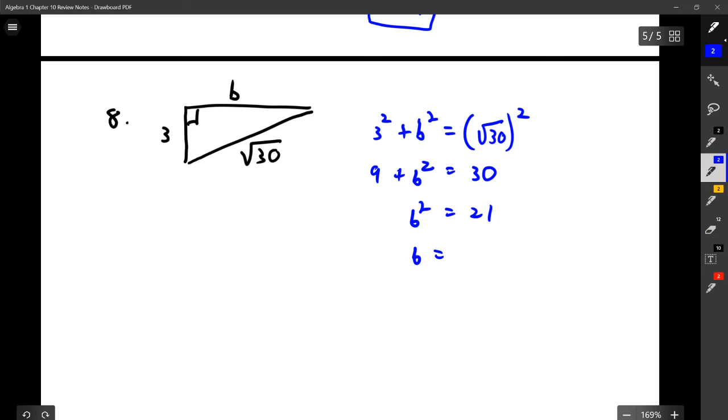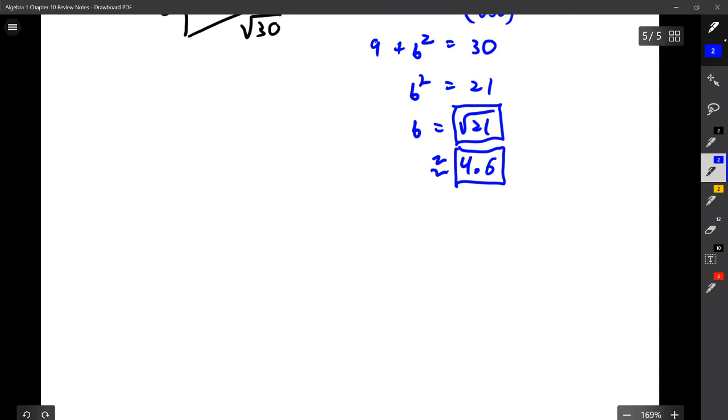So then B equals the square root of 21. Now 21 is 3 times 7. And 3 is not a number squared. 7 is not a number squared. So this does not simplify. And then, so then calculator, what's the square root of 21? It is approximately 4.6. Exact answer, rounded answer. That's number 8.